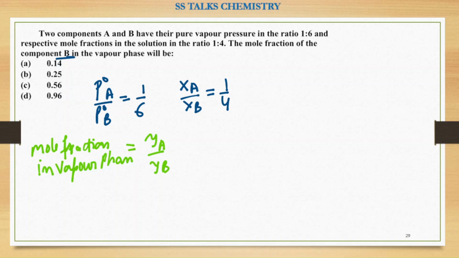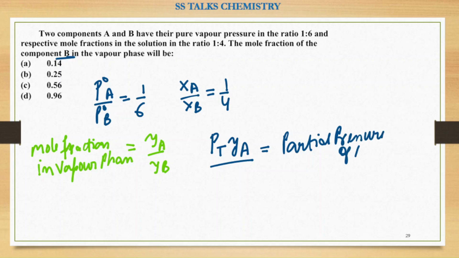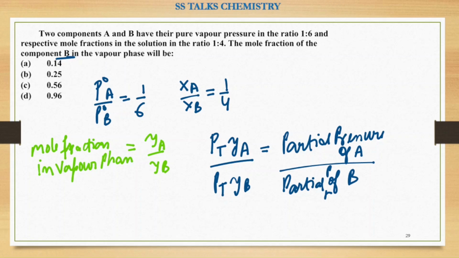Now we know that P total into the mole fraction of component A in the vapor phase, YA, is equal to the partial pressure of component A. Similarly, P total into YB is equal to the partial pressure of component B. So you can take this ratio.